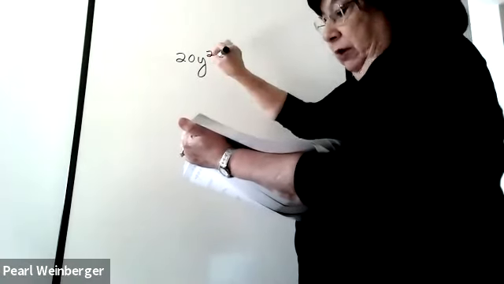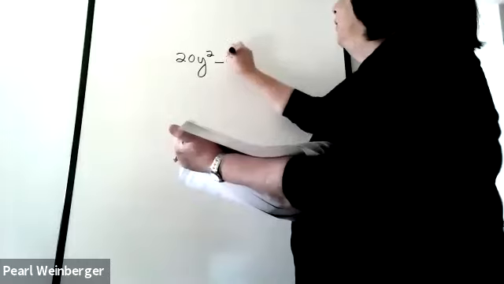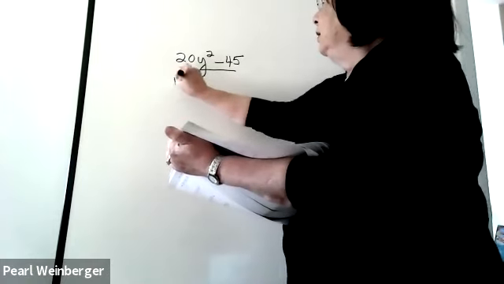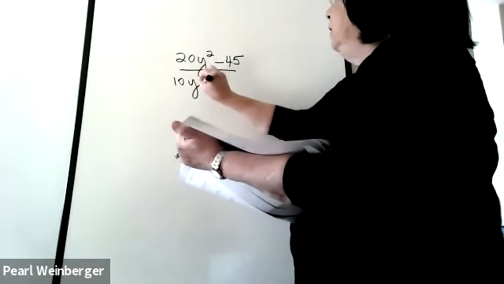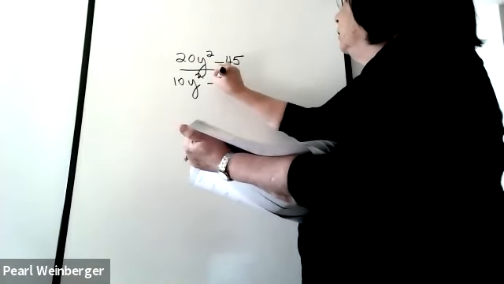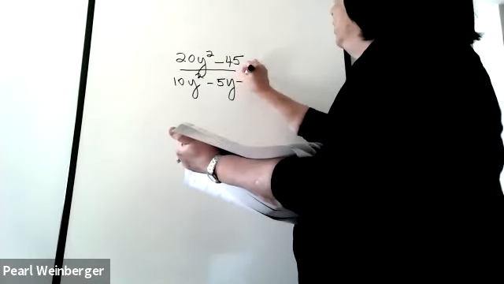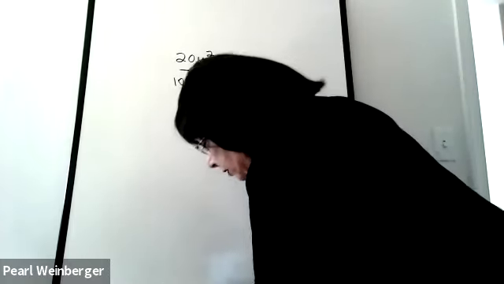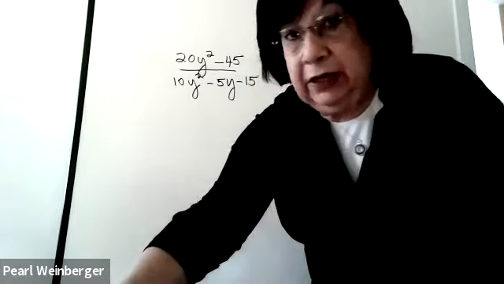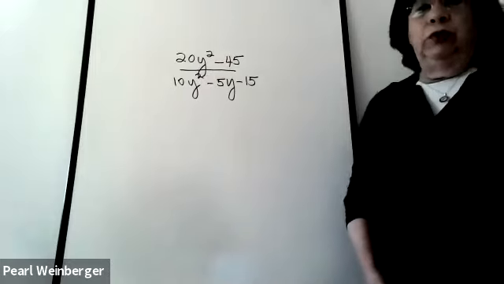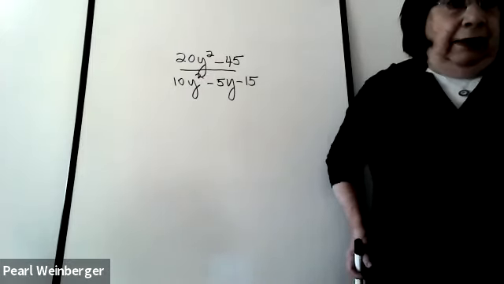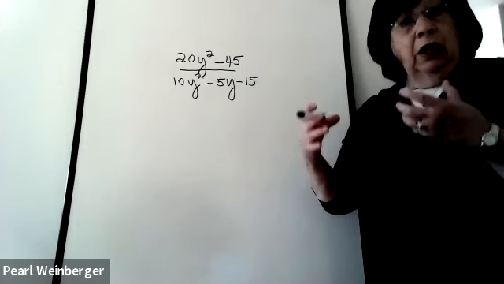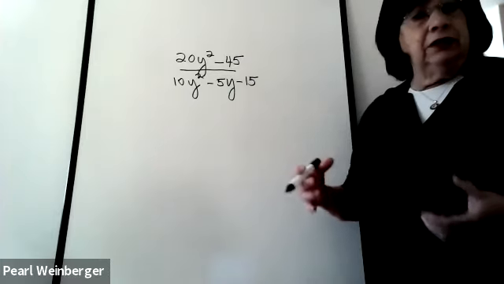Suppose I had 20y squared minus 45 over 10y squared minus 5y minus 15. Okay, this is again a rational expression, much more complicated looking because it has more than one term. My numerator is a binomial. My denominator happens to be a trinomial. But the concept of simplifying is the same.